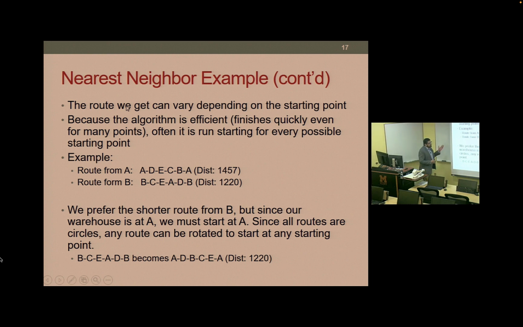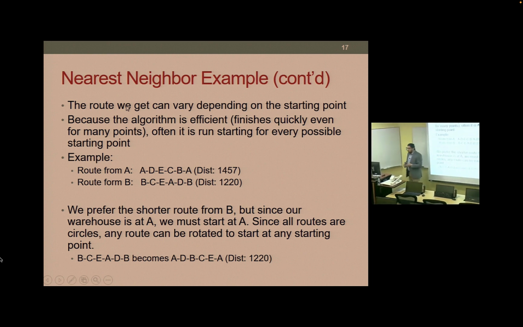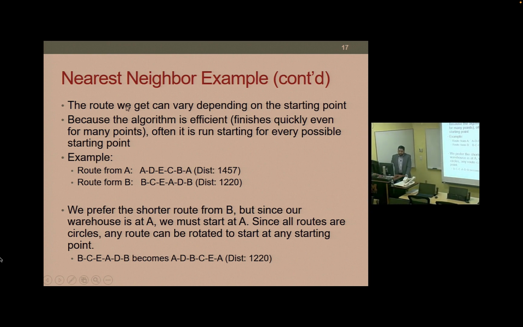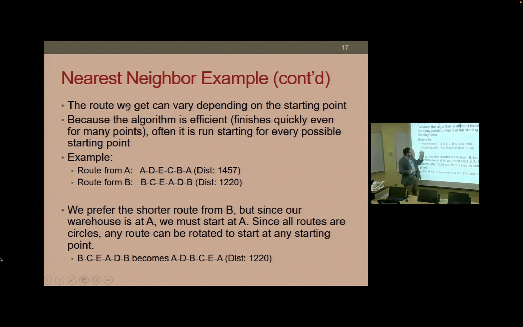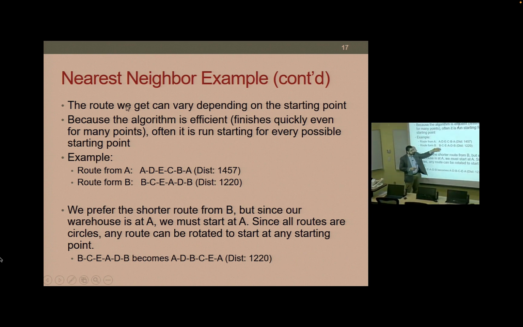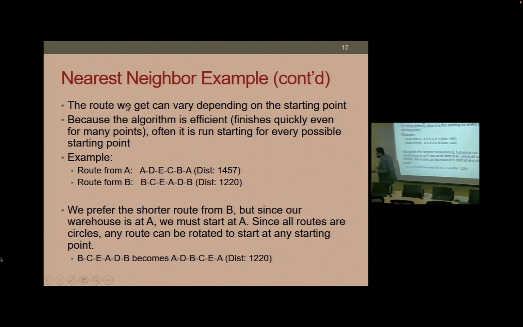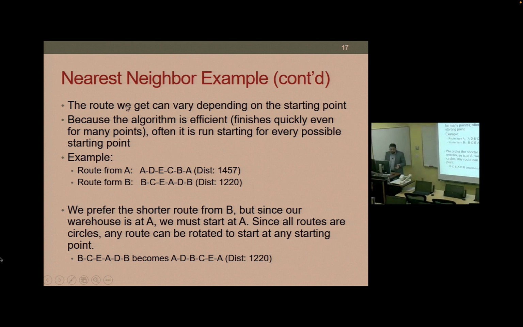Because nearest neighbor is so quick to run, oftentimes people will run nearest neighbor from all possible starting points. So they'll get route starting from point A, okay, it's 1457 miles. Route starting from point B, that's 1220 miles. You can get route starting from point C, whatever the mileage is. Route starting from point D, and route starting from point E, okay? And then once you get these 5 routes starting from different points, you can pick the route which is the shortest route as your solution.